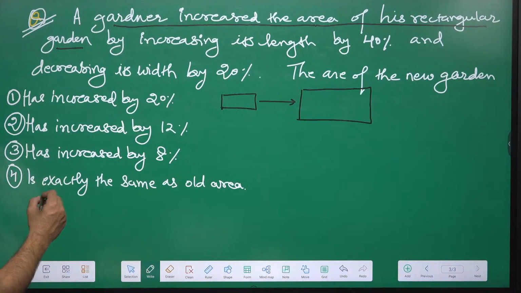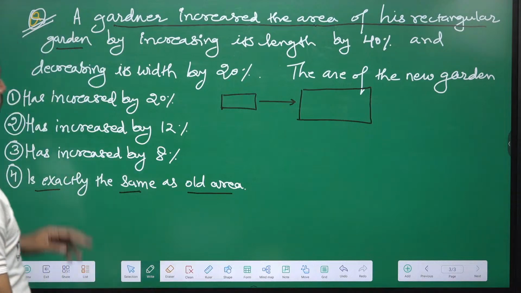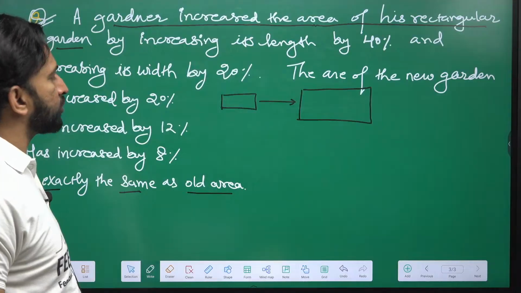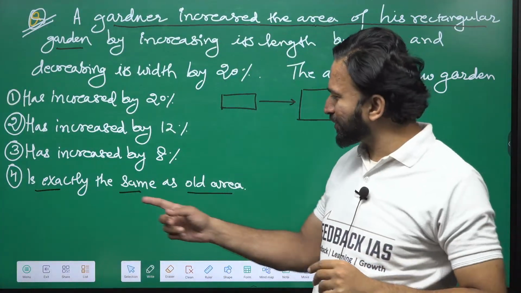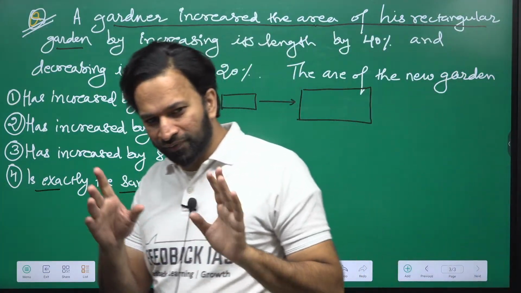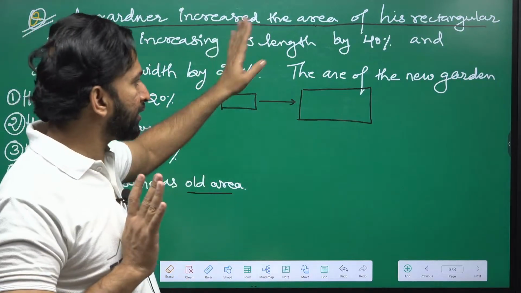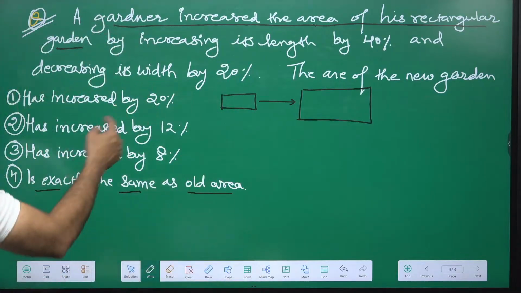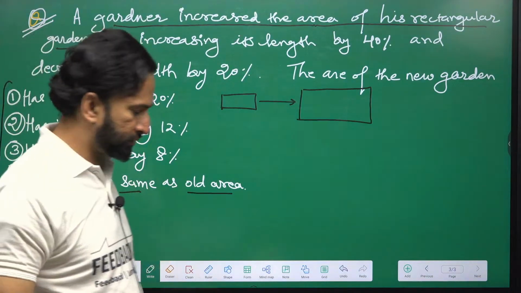Now look at this, statement 4: is exactly the same as old area. Now the question is saying that the area of the rectangular garden has increased, but the fourth statement is exactly the same as the old area. So we will never cancel out any option just by reading the question. We have to come to the conclusion. These are the four conclusions, basically four conclusions, right?